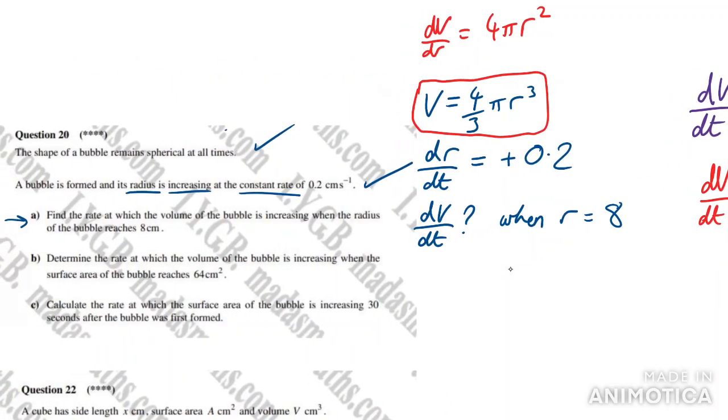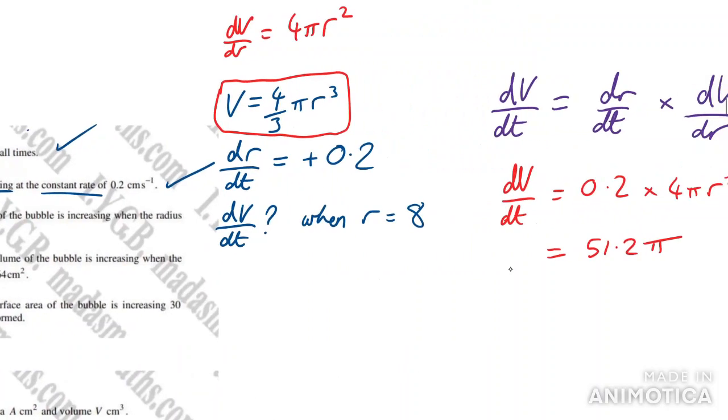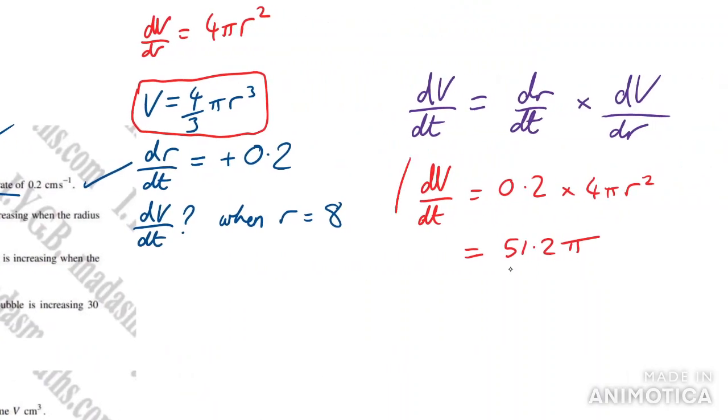Determine the rate at which the volume of the bubble is increasing. So again, what is dV/dt when the surface area of the bubble reaches 64 centimeters squared? Well, in other words, we still know that dV/dt is this.